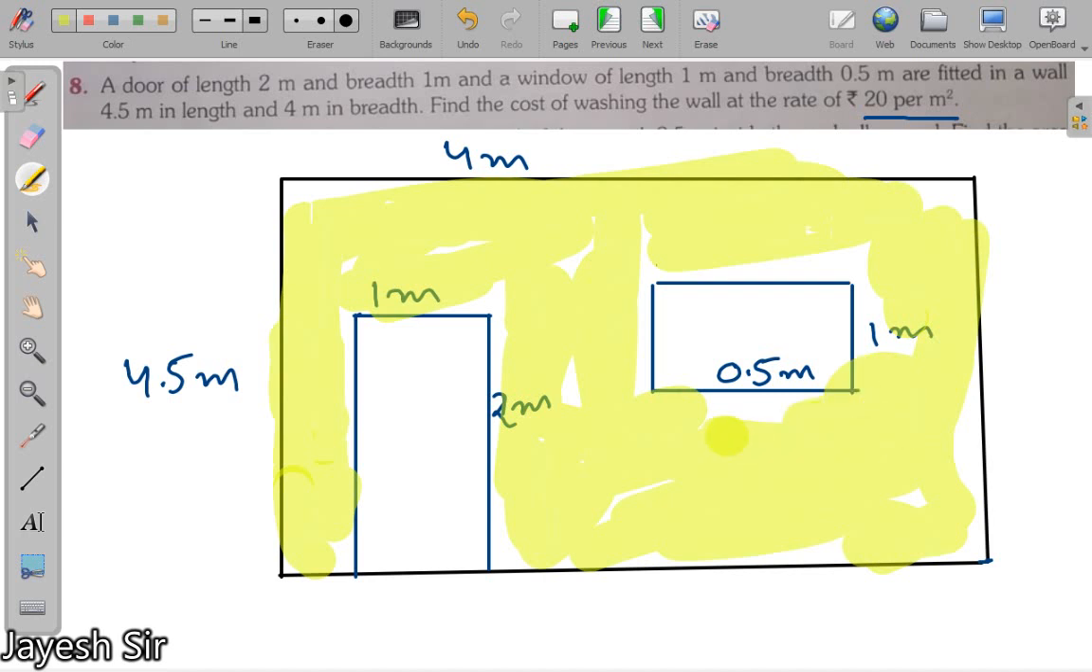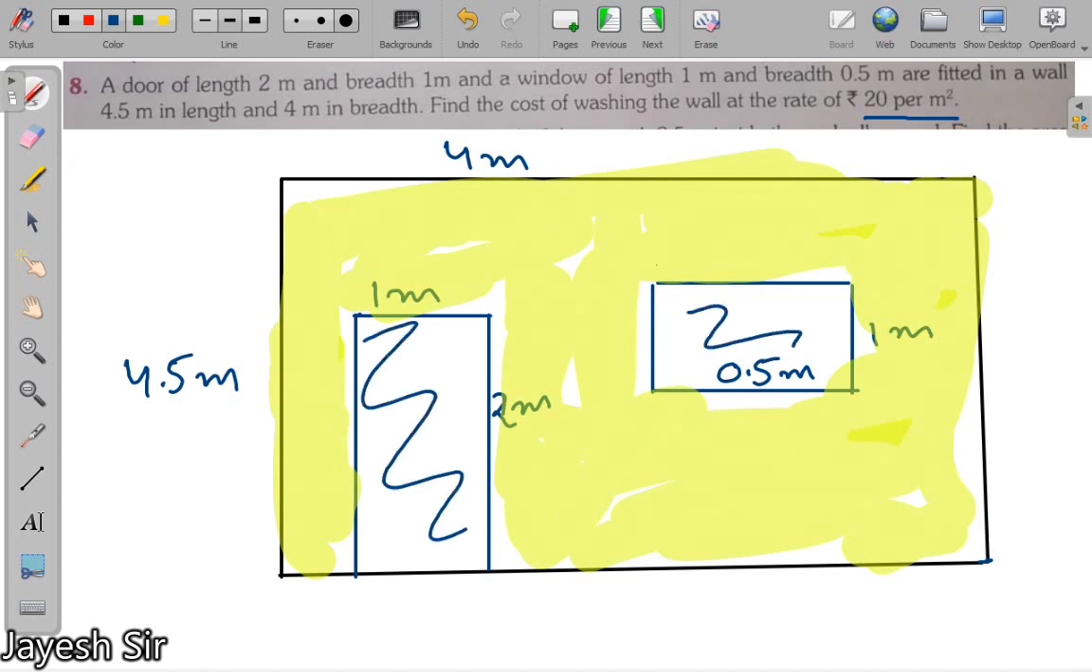The remaining region will not be whitewashed, obviously. Why? Because there is a door here and a window here. Because of the presence of this door and window, this part will not be whitewashed. So in order to determine the cost of whitewashing, first we will determine the area to be whitewashed, and after that we will determine the cost of whitewashing.